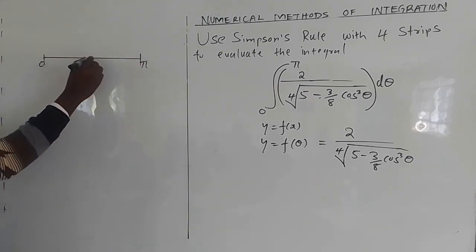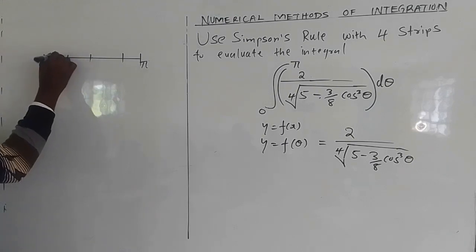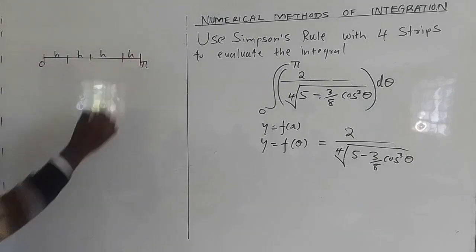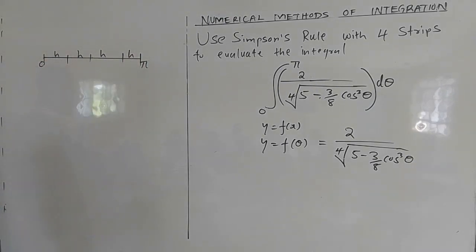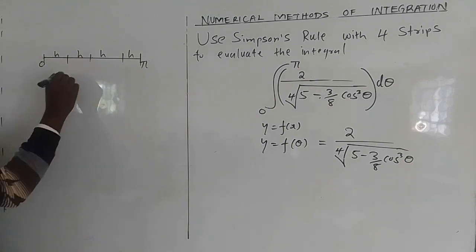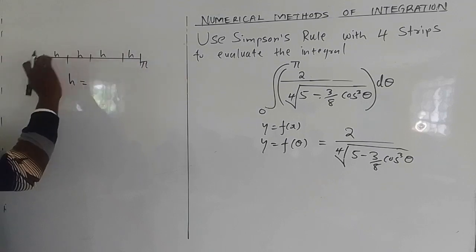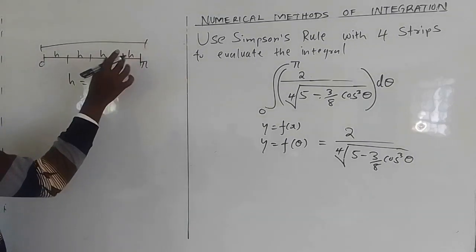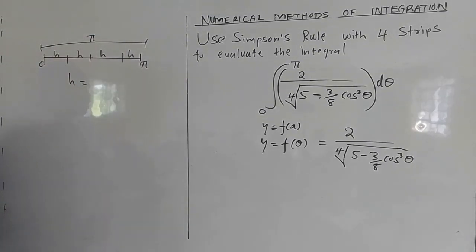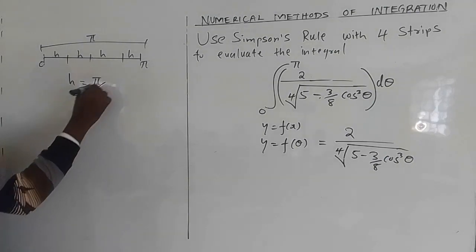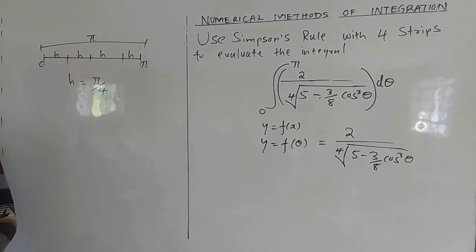Meaning for you to divide it into 4 parts, we have how many h? See, each and every part has its own interval, isn't it? Are we together? So what is h? See, the whole of this interval from here to here is pi minus 0, which you get is pi, isn't it? So this pi, you divide into 4 parts, meaning h is pi over 4.